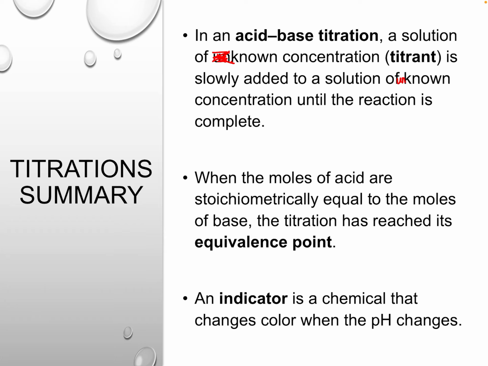And either one can be the acid or the base, it doesn't matter, but normally we'll put the one that we know the concentration of in our burette, and the unknown in the flask. And again, when the moles of our acid are stoichiometrically equal to our moles of base, then your titration has reached the equivalence point. That is when it's technically done, right? That's the goal.